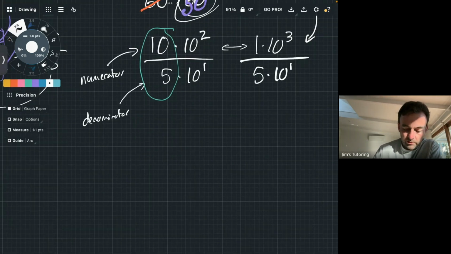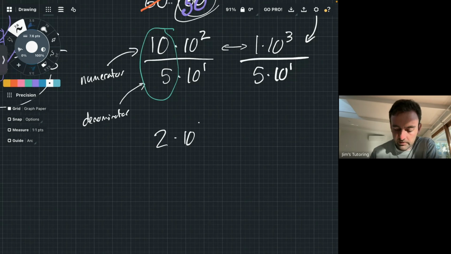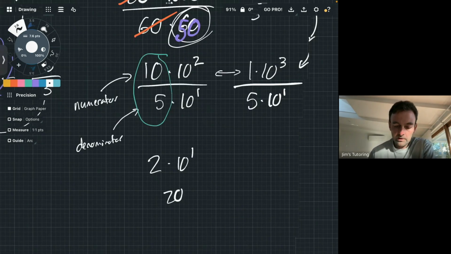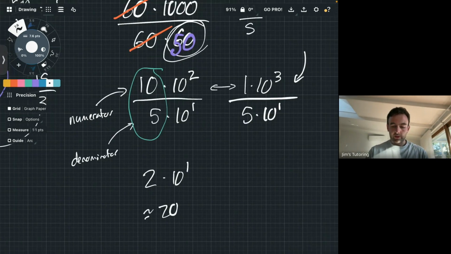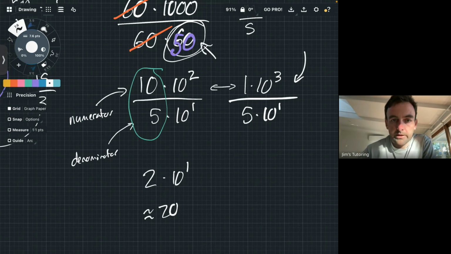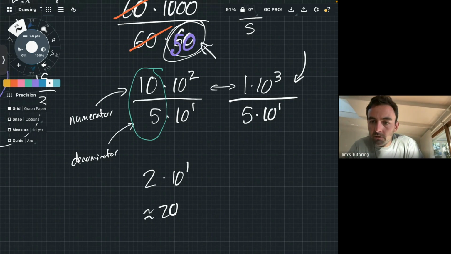So when we do these, they'll just be 2 times 10 to the 1. So that'll be 20. And that's an approximation because I have obviously rounded that number. So did anyone have any questions from that?